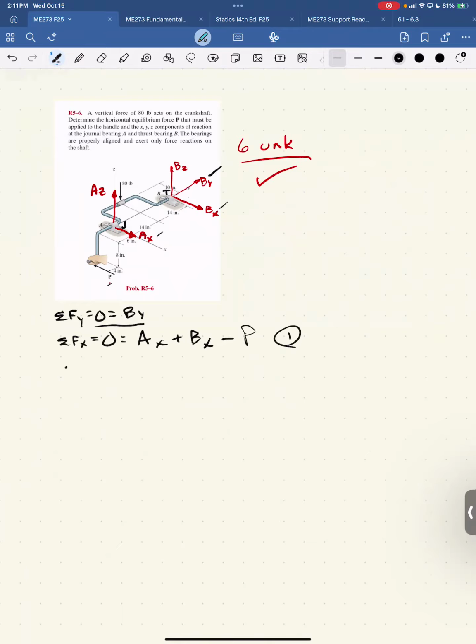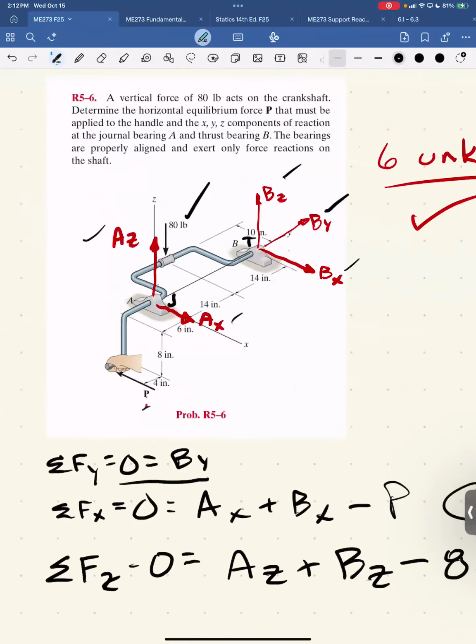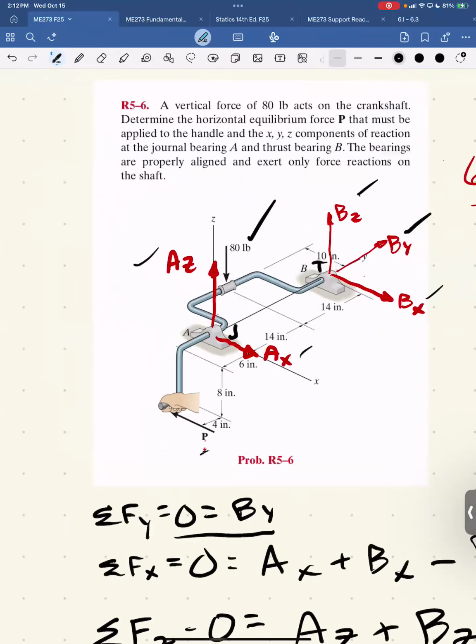Sum of forces in z, set that equal to 0. So I've got Az and Bz. Oh, and the 80 pound load. Now I've got an 80 pound load there, right? I drew both of those positive, so Az plus Bz, then minus 80. This 80 pound force is in the minus k direction.